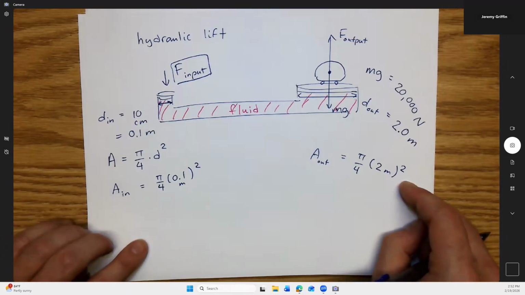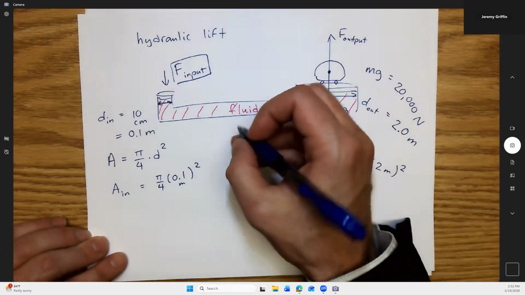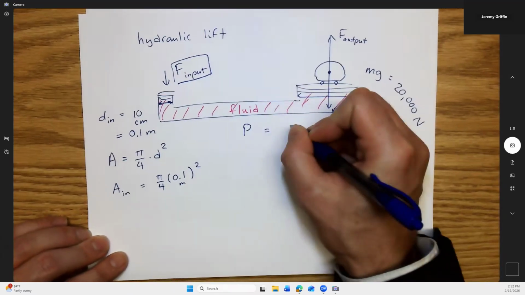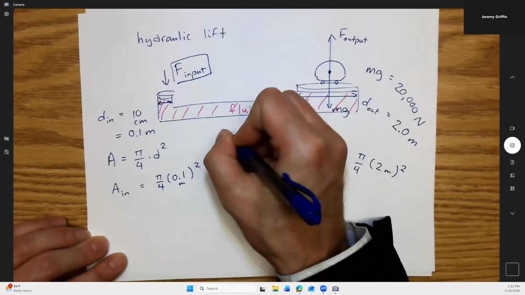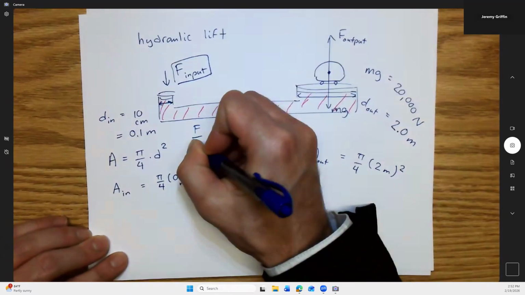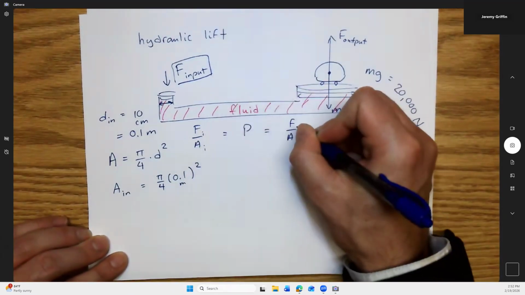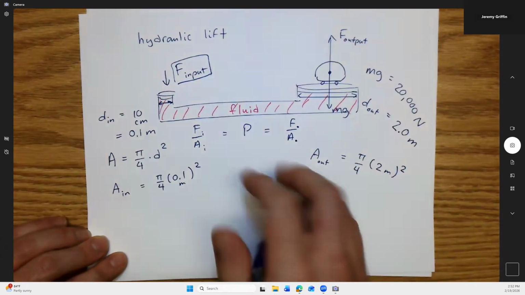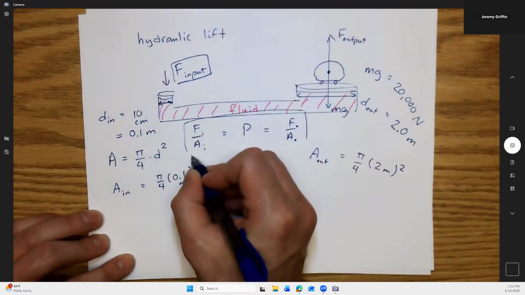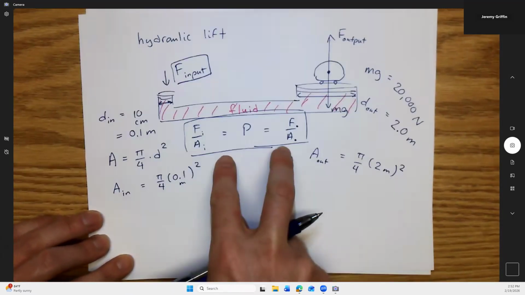And the guiding principle here is that the pressure is force per unit area, but it's the same pressure. So F in over A in equals F out over A out. Right? So here, I'll box that in because this is what's guiding the whole process. Right? Start from there.